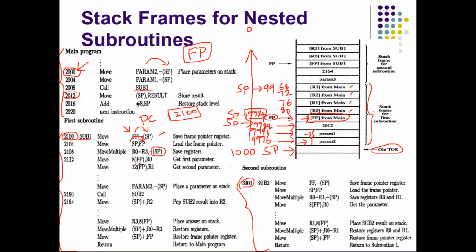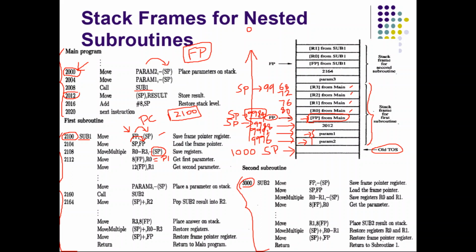Let us go with the flow. Move 8 of FP comma R0. So what is 8 of FP? FP is 9984, plus 8 is 9992. 9992 contains what? Parameter 1. So this parameter 1 is now moved to R0. So now R0 will have parameter 1, I'll call it P1. But the FP pointer is not changing.